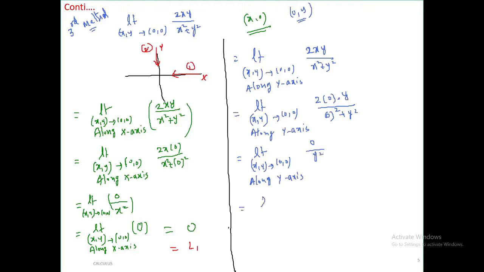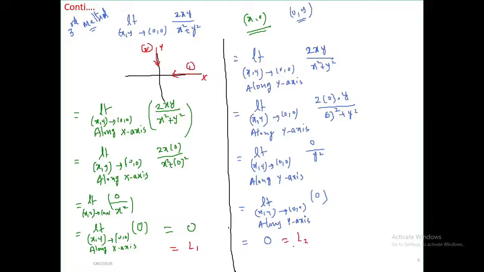And if you simplify this, limit x comma y reaching to origin along y-axis, what is this? 0. Simplify the function. Now there is no function inside, x and y terms are not there, therefore simply constant is there. Limit of constant is constant only. Now this is what? L2.